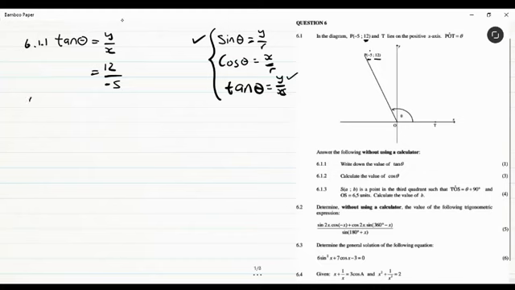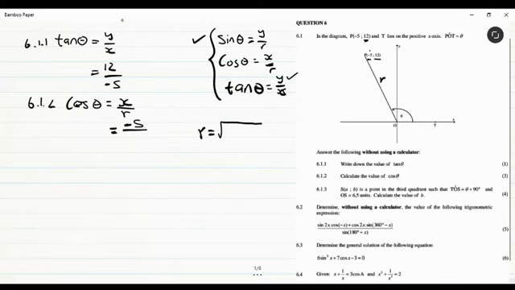And then let's go to the second one. On the second one, we are asked to calculate the value of cos theta. We're going to do the same thing. Cos theta is x over r. X is -5 as we know already, and then r has not been calculated yet. We don't know r because r is the length OP.